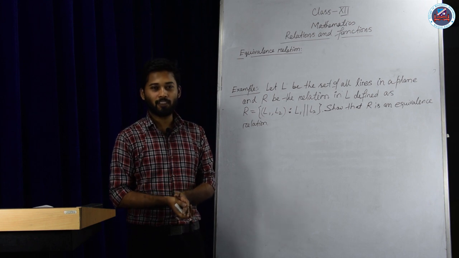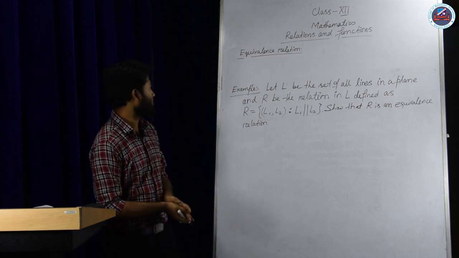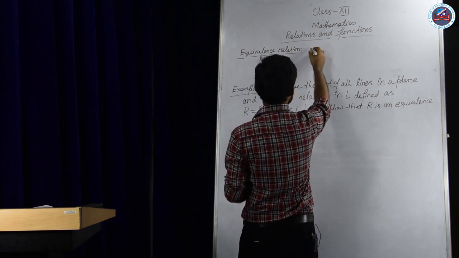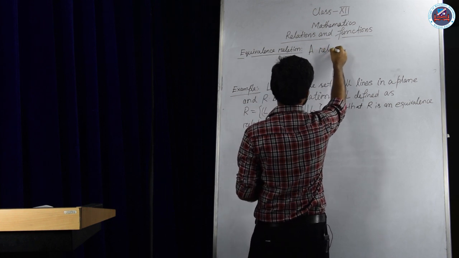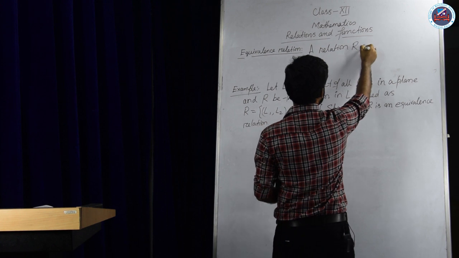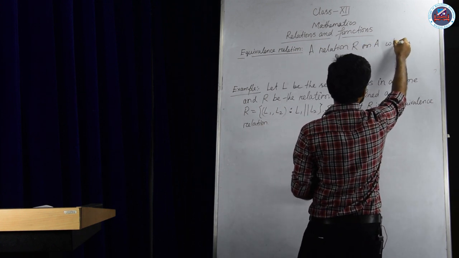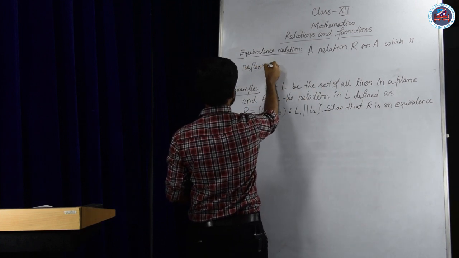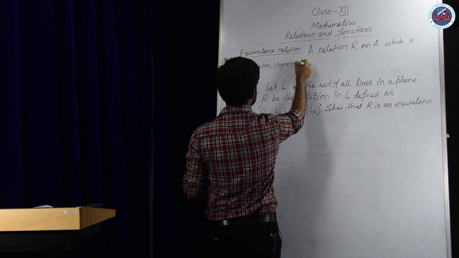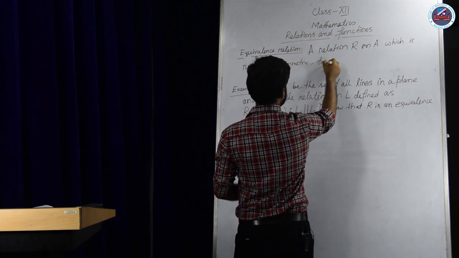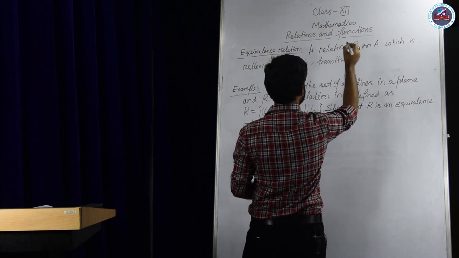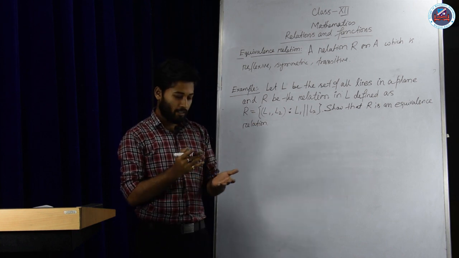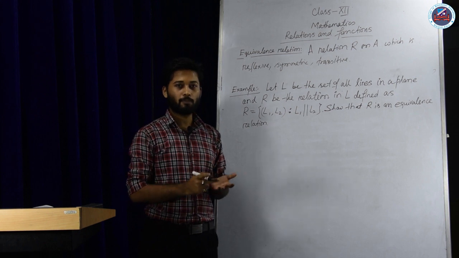So having discussed the reflexive, symmetric and transitive relations, let's proceed to equivalence relation. Now, an equivalence relation is defined as a relation R on A which is reflexive, symmetric as well as transitive. That means if we want to say that a relation is an equivalence relation, the reflexive property, the symmetric property and the transitive property must be satisfied.